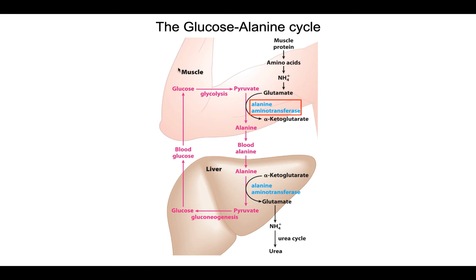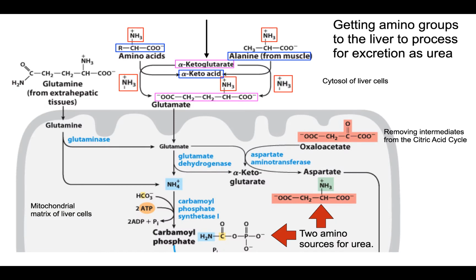So you've got this beautiful cycle here in which the net effect is to move amino groups from the muscle to the liver where it can be safely excreted as urea. Let's take a close look at this. Let's take a close look at getting the amino groups to the liver. Now, this is the top half of an important figure you should really know well.